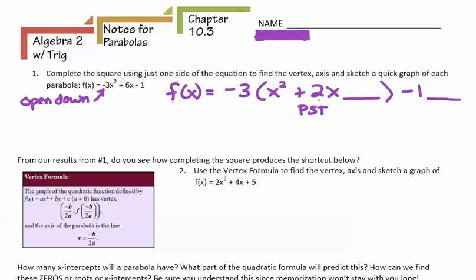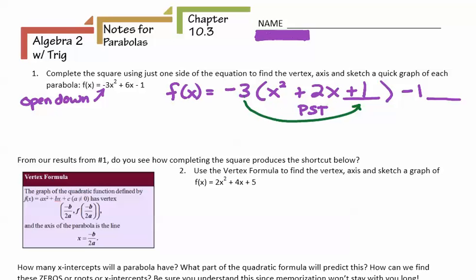But to complete a PST, I still take half of this middle coefficient. So I'm going to take half of the 2, which is 1, and I'm going to square it. So 1 squared is, of course, 1. And here's an important thing to watch. It looks like I just added 1, but don't forget the distributive property. I really added negative 3 times 1. So I just added a negative 3 to this equation. So how can I do no harm if I added a negative 3? Then I better take it away as well.